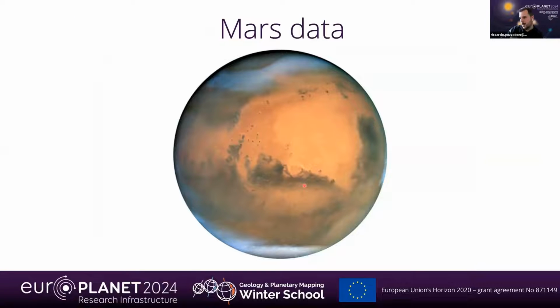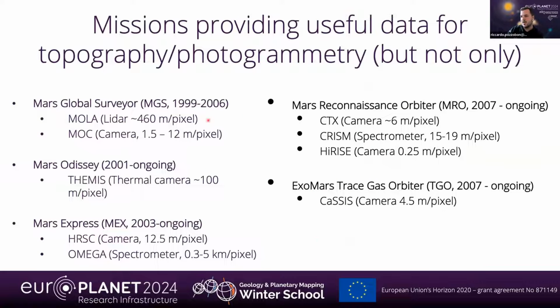Mars data are also a pretty wide topic. I don't expect to cover it in a very detailed way here, but this is just for you to have an overview of everything we have. There are lots of missions orbiting around Mars. These are some of the main ones providing data for topography or photogrammetry or just for photogeologic mapping.